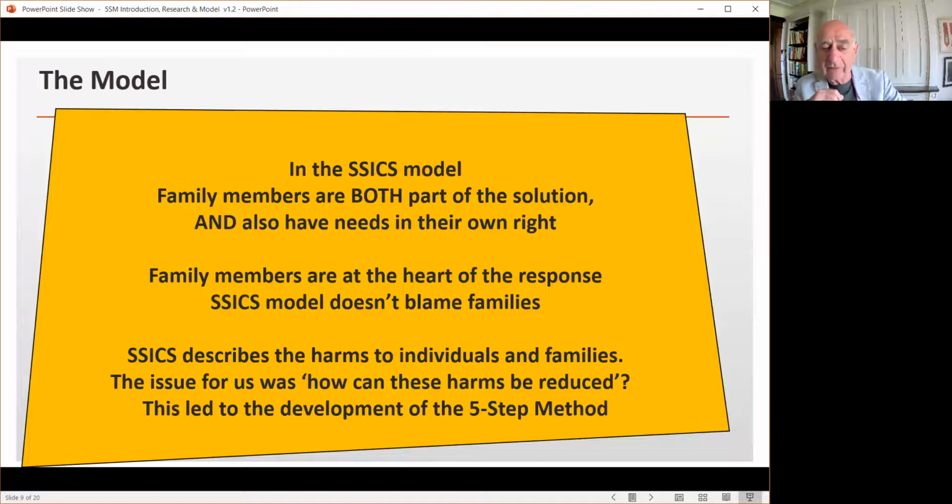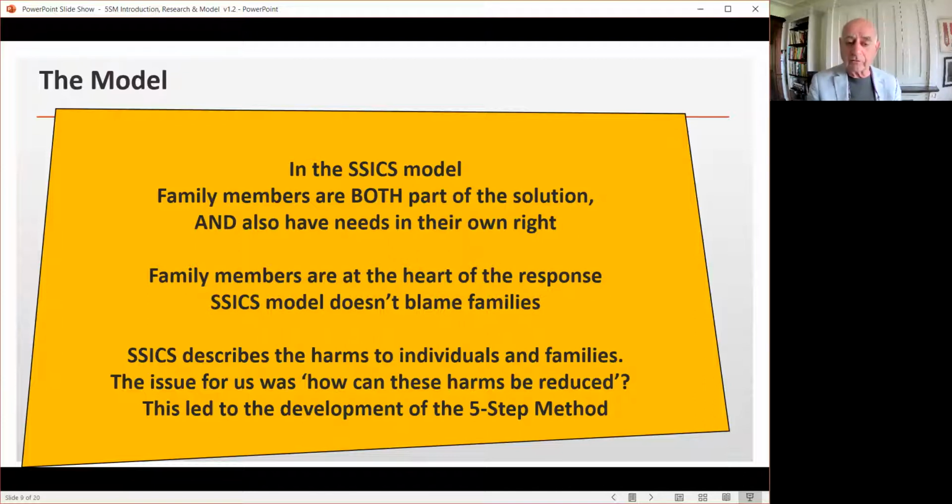So in the 6 model, we see family members are both part of the solution. If you want to work with someone with an alcohol or drug or gambling problem, we think it's imperative that you involve the family in that, because they are centrally involved anyway, whether you as a therapist like that or not. But also, we think family members have needs in their own right.